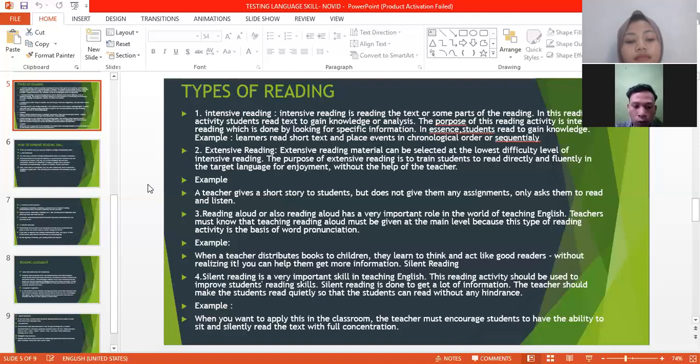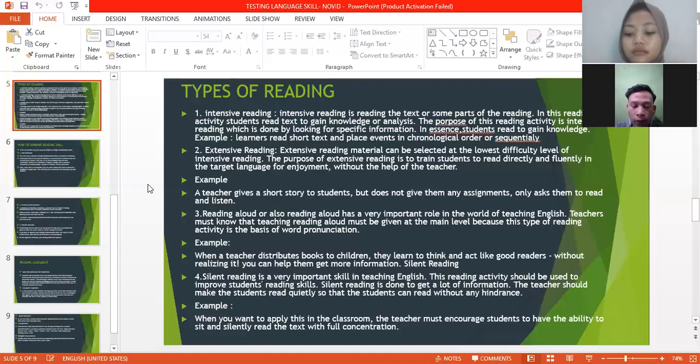Third, reading aloud. Reading aloud has a very important role in the world of teaching English. Teachers must know that teaching reading aloud must be given at the main level because this type of reading activity is the basis of word pronunciation. Example, when a teacher distributes books to the children, they learn to think and act like good readers. Without realizing it, you can help them get more information.